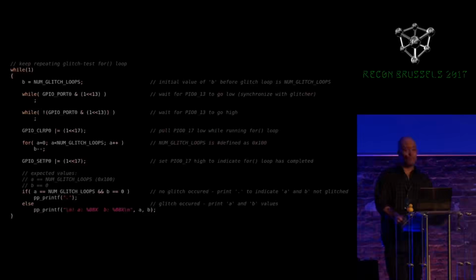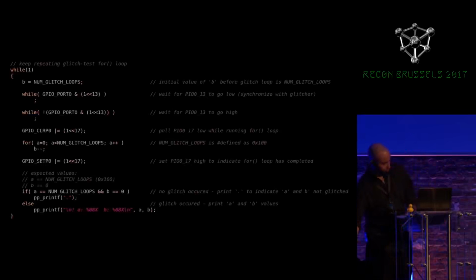In this case, I'm printing out the serial port, just a dot. This indicates that there was no glitch, that the code operated normally. But if this check of the A and B variables fails, and they have a different value, then I'm going to print out the serial port what those values were, and that indicates that some kind of a glitch actually occurred, that the code did not execute normally like it would.